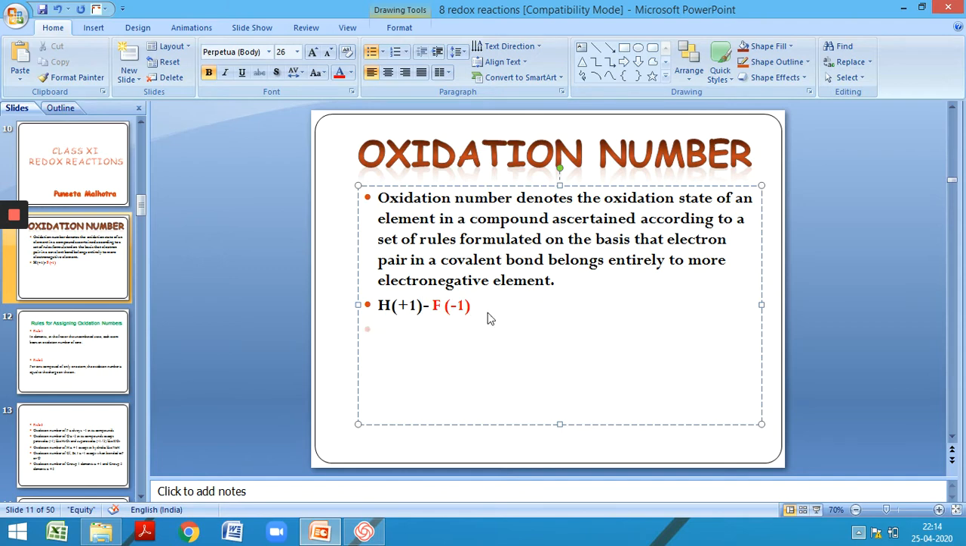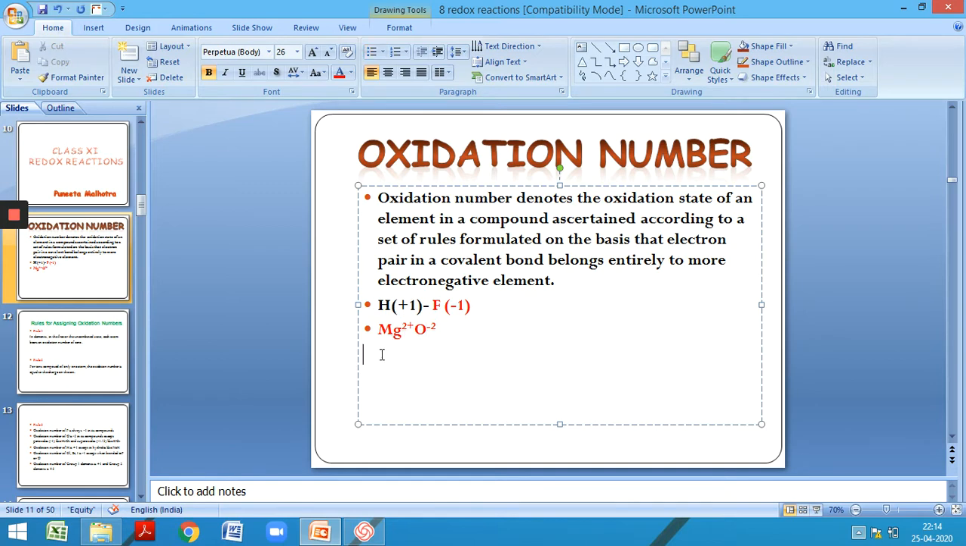We have a bond between magnesium and oxygen. Oxygen is the more electronegative element here. This is not a covalent bond, so complete electron transfer takes place, and we know that magnesium has a +2 charge and oxygen has a -2 charge. So the oxidation state in this ionic bond for oxygen is -2 and for magnesium is +2.